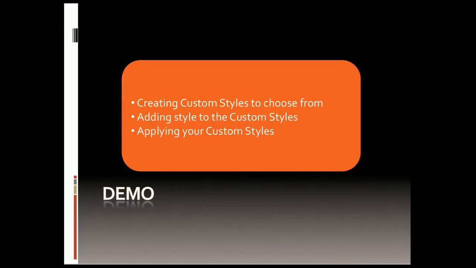So in this demo, we're going to create some custom styles to choose from, and then we're going to add style to the custom styles. This is how we actually create what's going to go into that custom style, and then finally applying that to your text. And know that once you create these custom styles and add them into your editor, they're available everywhere on your site. So it's not like you have to go through this entire process each time. So let's jump into this demo.